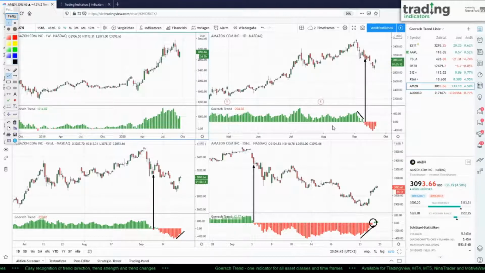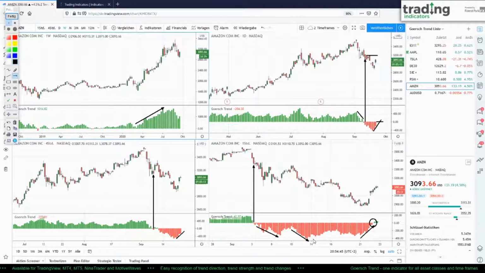So for the swing traders, maybe they wait until we get above the 0 line. Maybe they wait until we get above 3,200, the last high. Depends on how your trading system works, how your trading style is. But I think what you can see is Goersch Trend Indicator is able to support you in spotting valid trends to the upside, in spotting valid trends to the downside, always depending on the time frame you're looking at.